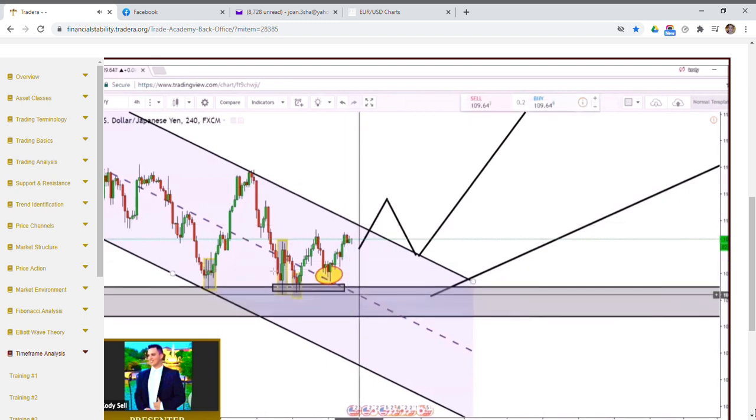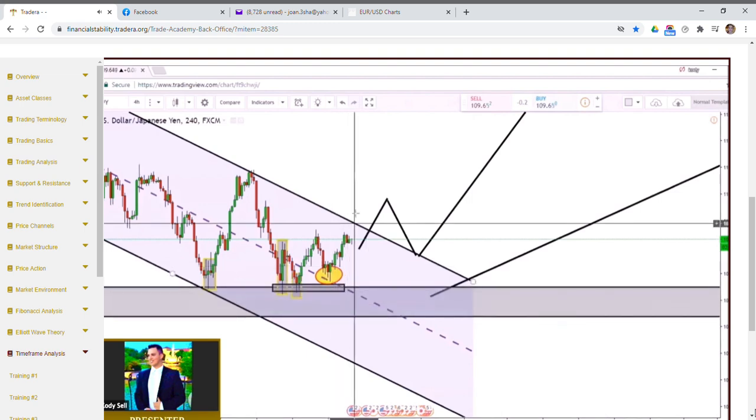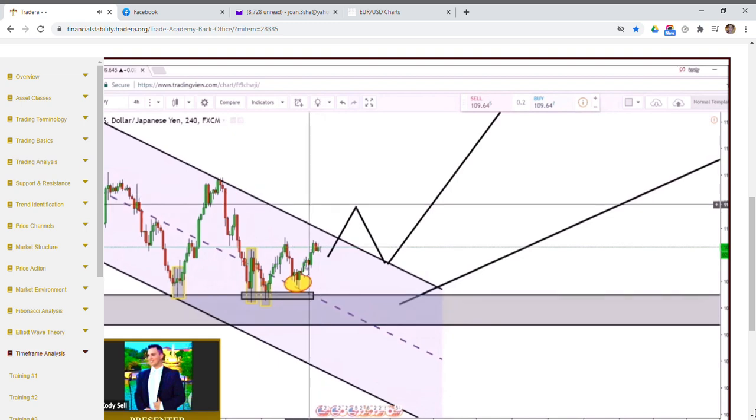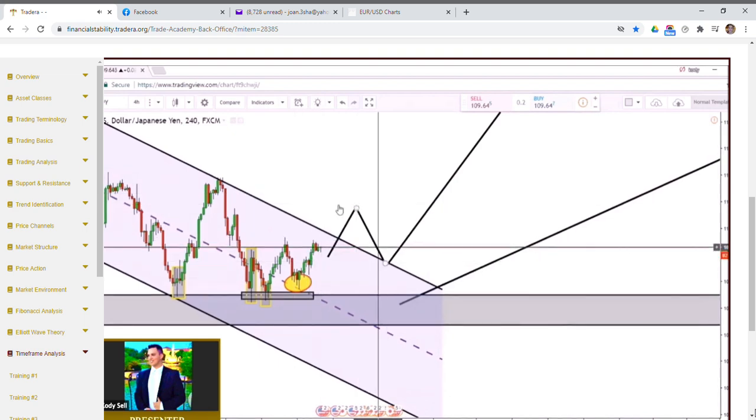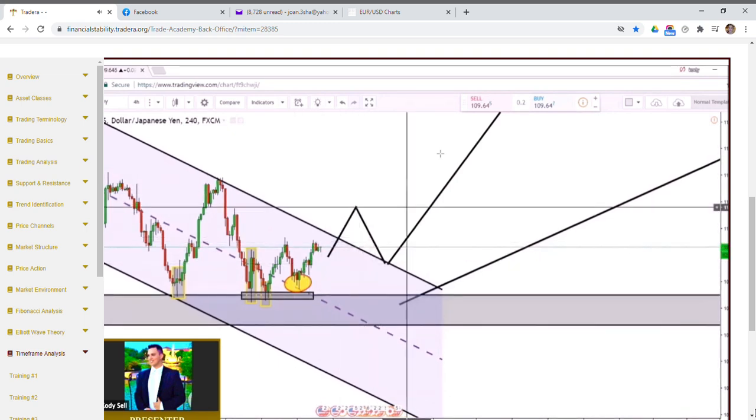This tells us that we are in bullish structure and we can expect a higher high to be made, and that just gives us more confidence that we can soon see a breakout of this channel and then a retest and then a continuation to the upside.